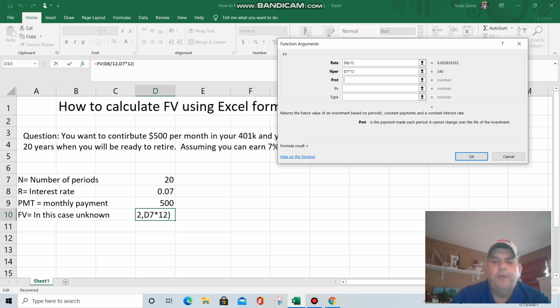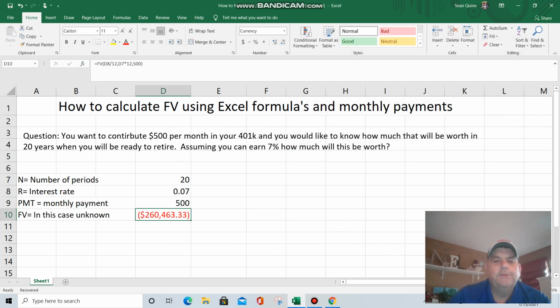And then I scroll down to PMT, and that's going to be 500. So once I hit OK, I'll get my answer of $260,463. So if you put $500 a month, every month in your 401k, and you earn 7% interest on this money, you'll have $260,463 20 years from now.